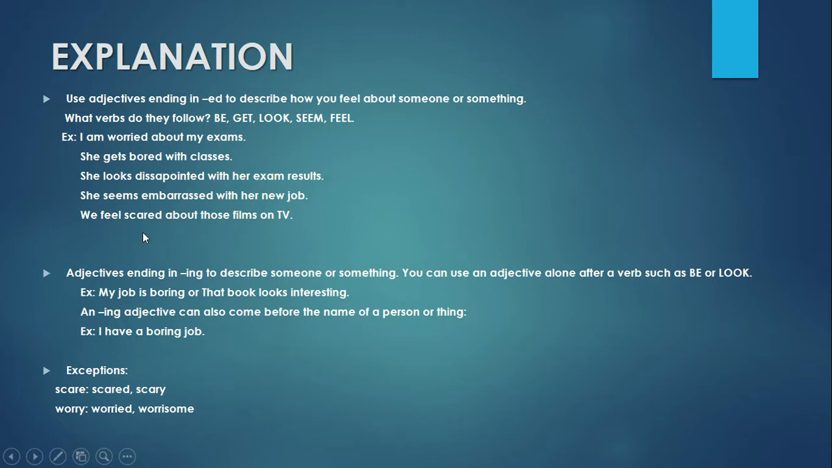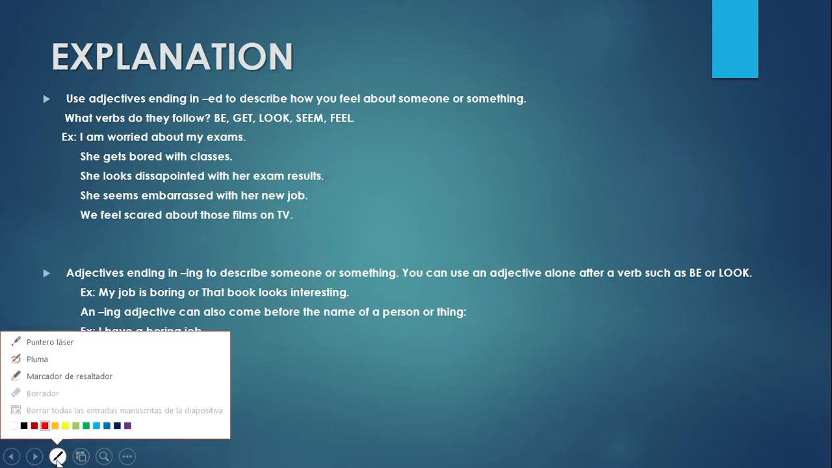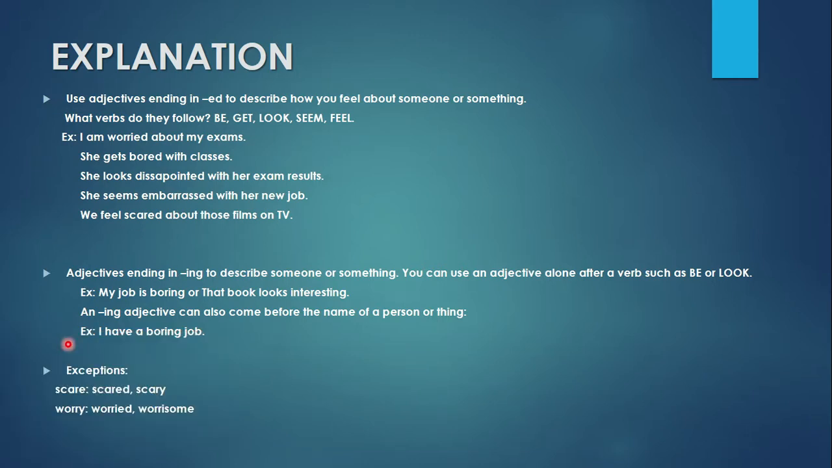She looks disappointed with her exam results. Ella se ve decepcionada con los resultados de sus exámenes. She seems embarrassed with her new job. Ella parece un poco avergonzada con su nuevo trabajo. We feel scared about those films on TV. Nosotros nos sentimos un poco asustados con esas películas que hay en la televisión. Okay? So we are using these adjectives with ed, followed by these verbs.